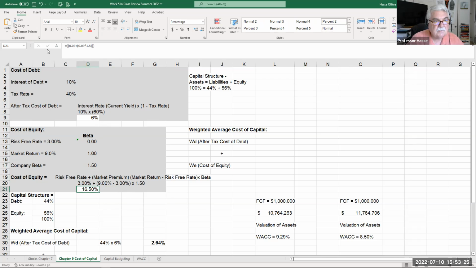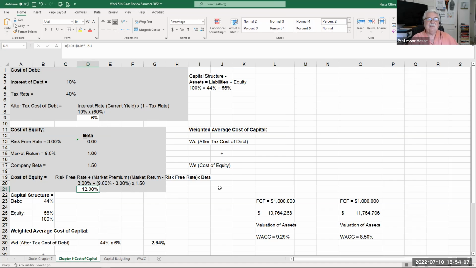3%. Let's double check this. I'll redo it just to be on the safe side. So 0.03 plus 0.06 times 1.5. I think I did that right. So now we see what this equals. 12%. There we go. That makes sense. Had too many parentheses in my original one. So 12% is the expected rate of return. 3% plus 6% times 1.5, 6% times 1.5 is 9, plus 3, 12%.